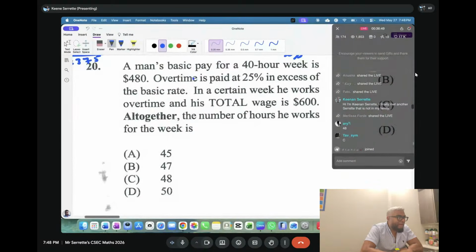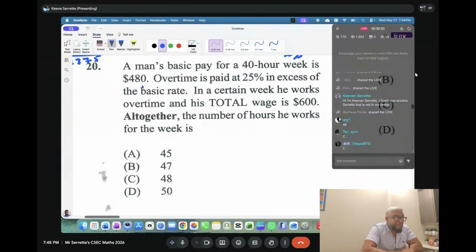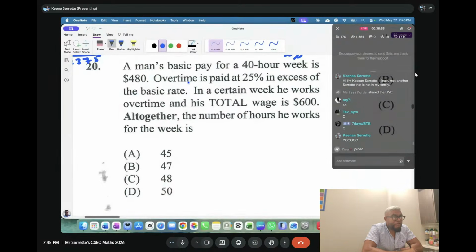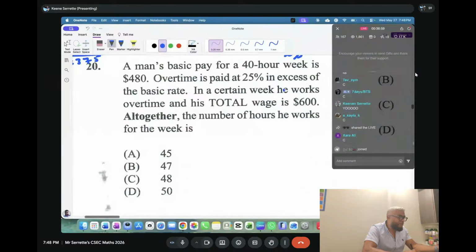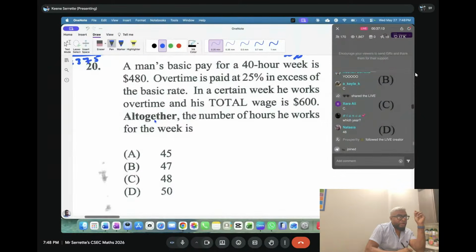A man's basic pay for a 40-hour week is 480. Overtime is paid at 25% in excess of the basic rate, right? So, in a certain week, he works overtime and his total wage is $600. Altogether, the number of hours he worked for is what? So for 40 hours, this is what Big Dog is working for, right?